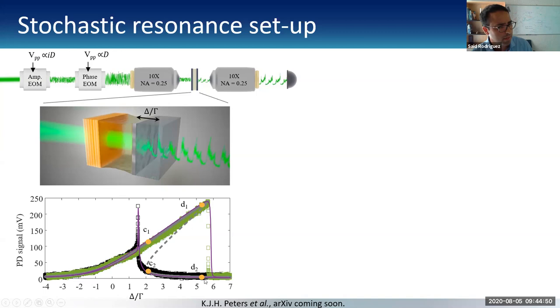The gray is the steady state solution, which basically doesn't match here and here. And the purple is the dynamic calculation with the memory, okay? And now we're gonna look at two particular detunings. So basically this one, and the fixed laser power. And we're gonna look at the PDFs that I've been talking to you about.